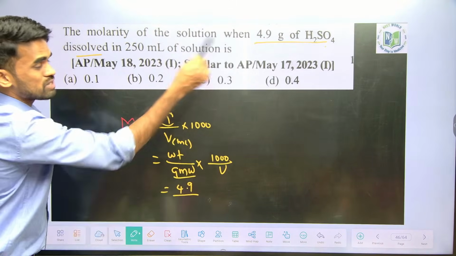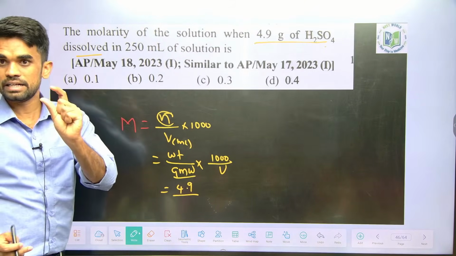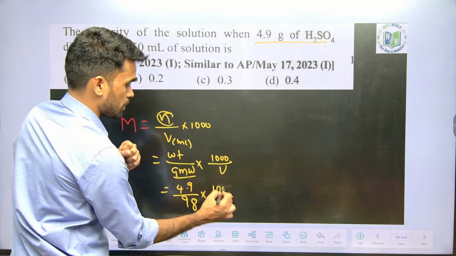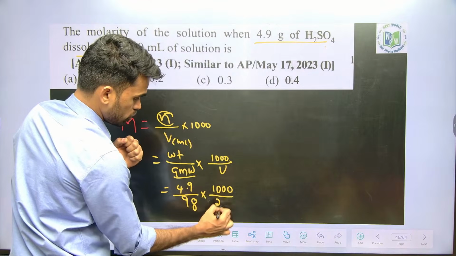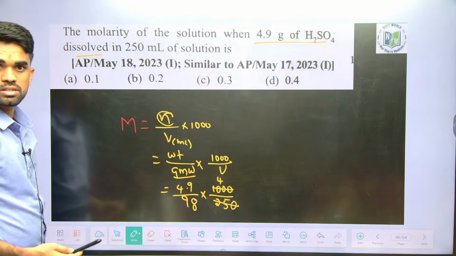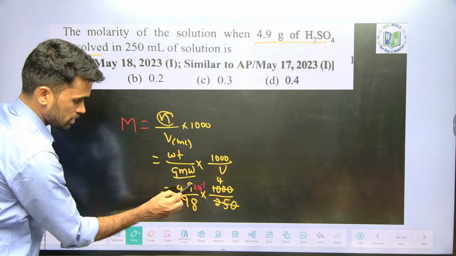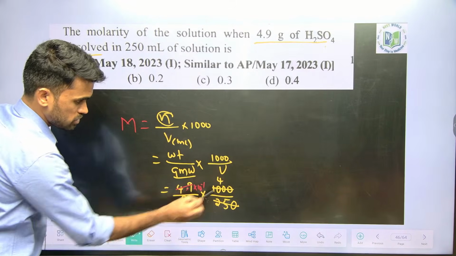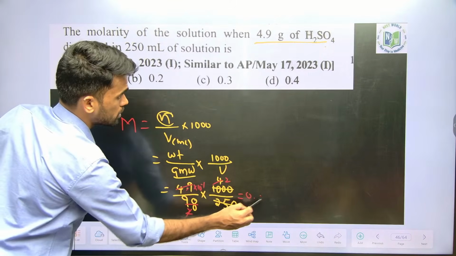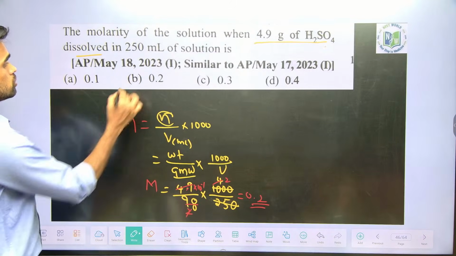What is the molar mass of sulfuric acid? Remember, for sulfuric acid it is 98. Every time no need of calculating, remember it now itself. Here 250 means this is 4 times, I write 10 power minus 1 aside, so this will become 2 times. So it will be 10 power minus 1 into 2, that is 0.2. So this is the molarity of the solution. Option B.